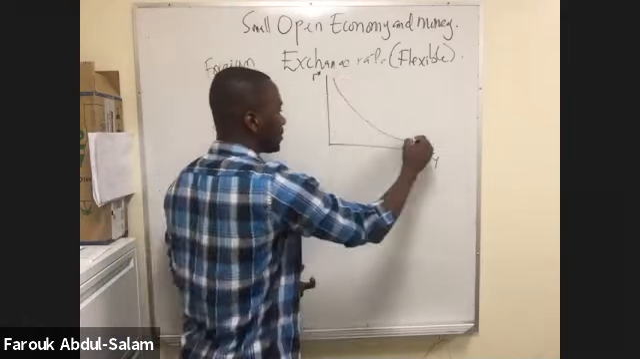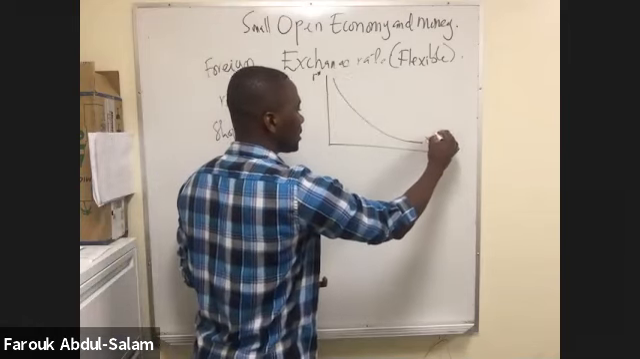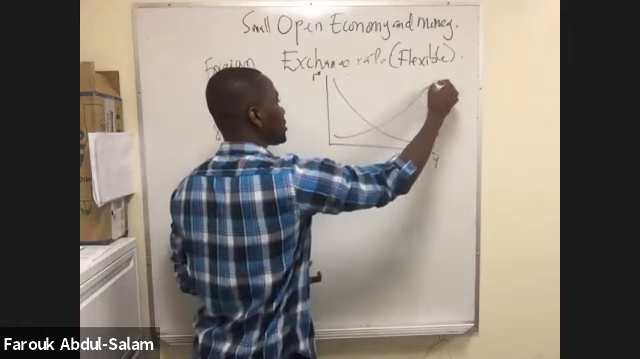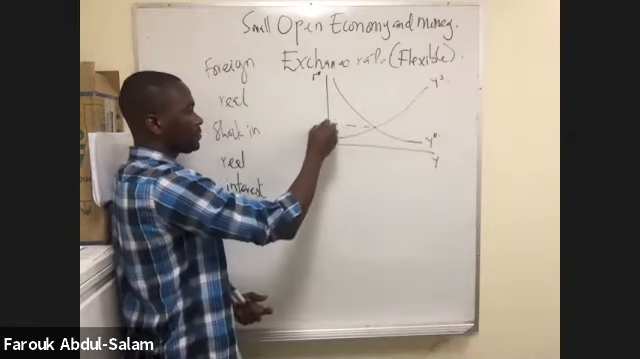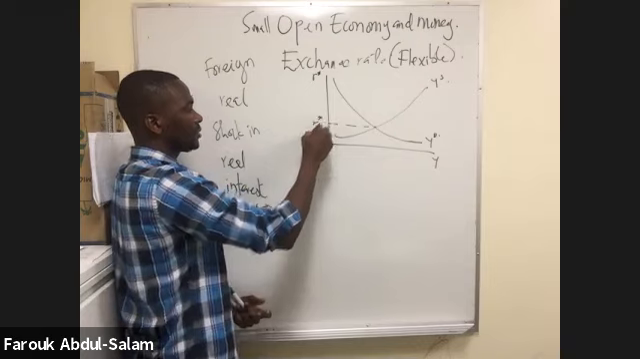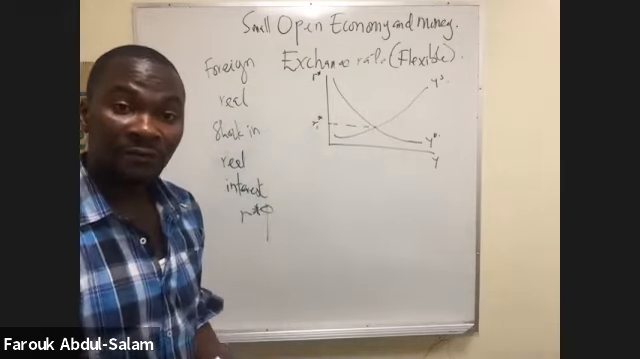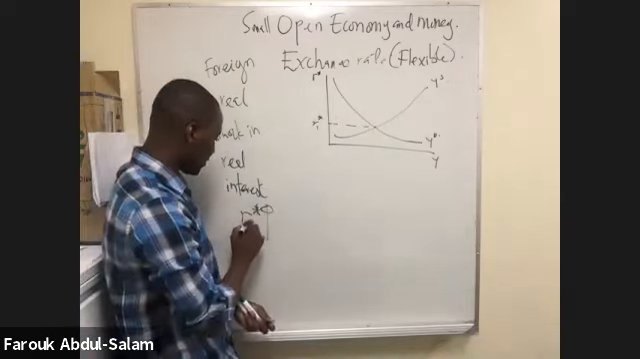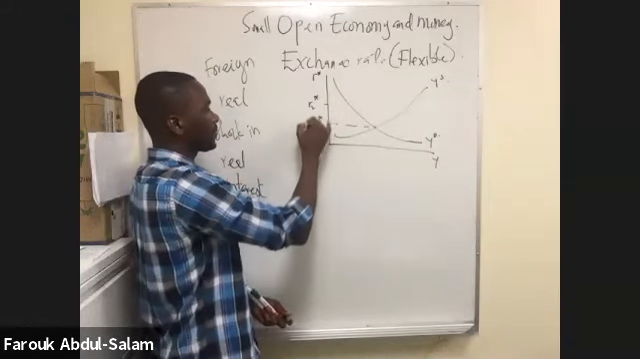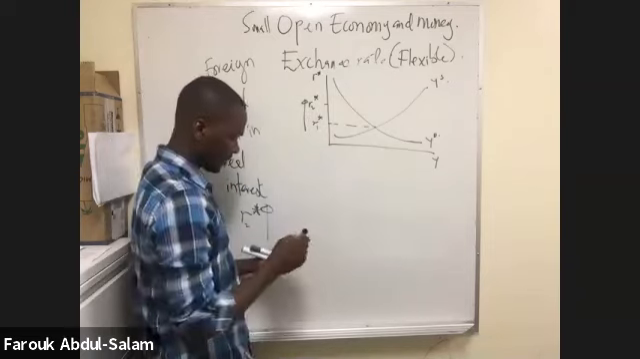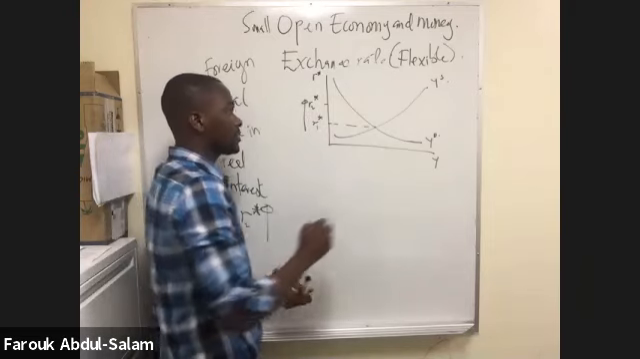This happens to be our initial YD. This happens to be our initial YS. And this happens to be our initial R star 1. Now, because of this foreign increase in interest rates, it will move to R2 star. So we'll move towards this direction.